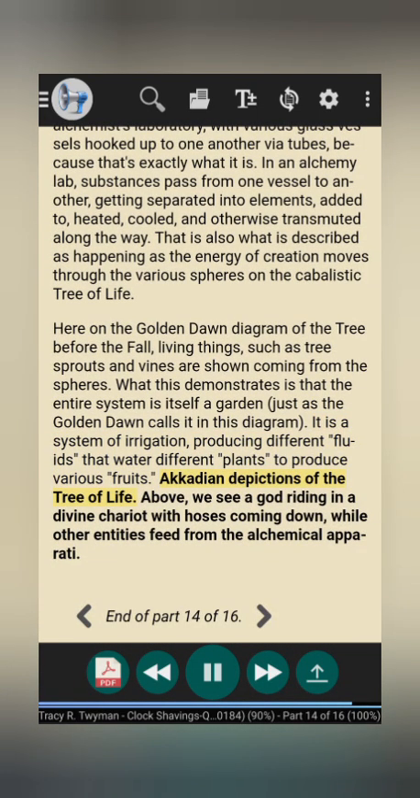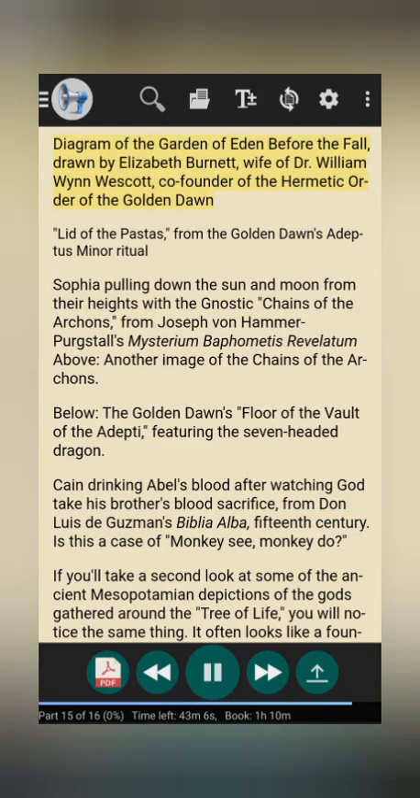Akkadian depictions of the Tree of Life. Above, diagram of the Garden of Eden before the fall, drawn by Elizabeth Burnett, wife of Dr. William Wynne Westcott, co-founder of the Hermetic Order of the Golden Dawn.